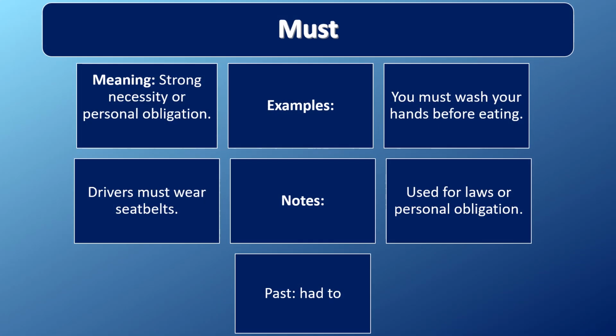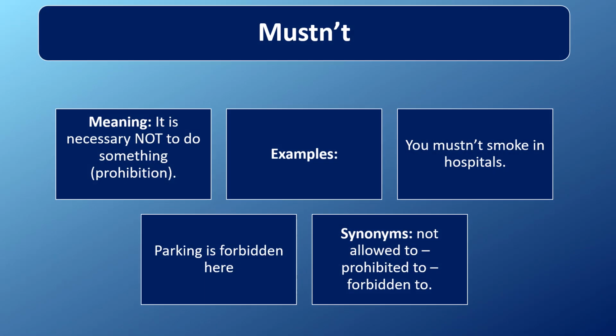Must: strong necessity or personal obligation. Example: you must wash your hands before eating. Not used in the past; we use had to instead. Mustn't: it is necessary not to do something, or prohibition. Example: you mustn't smoke in hospitals.